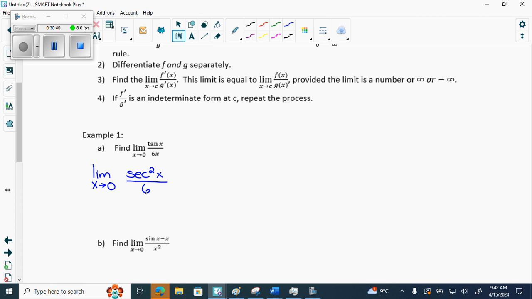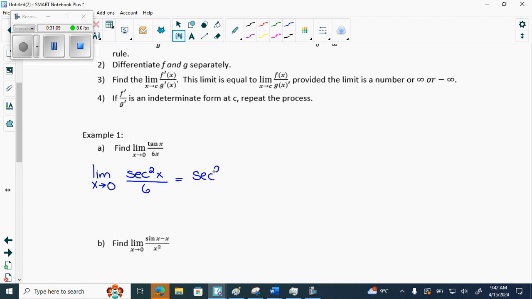If the bottom was still 0 and the top resulted in a 0, I would just do it again. I would do the limit as x approaches 0, do the derivative of secant squared, do the derivative of 6, and go until I don't get an indeterminate form. It will cut off if you have any polynomial on any side, because a polynomial will eventually just turn to a number. So secant squared x, now we can plug in.